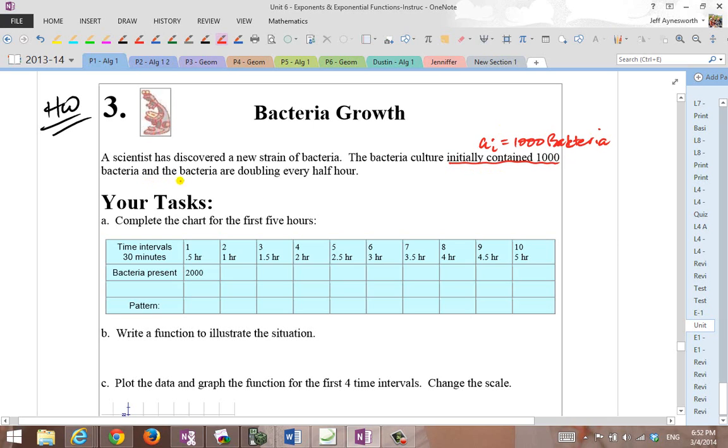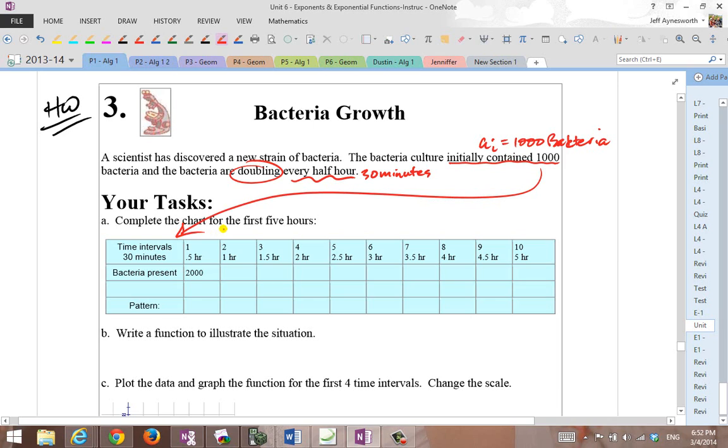All right, the bacteria are doubling. Every half hour, that is your time interval here. So every half hour, every 30 minutes, because you know that there are 30 minutes in half an hour, the number of bacteria grows, all right?